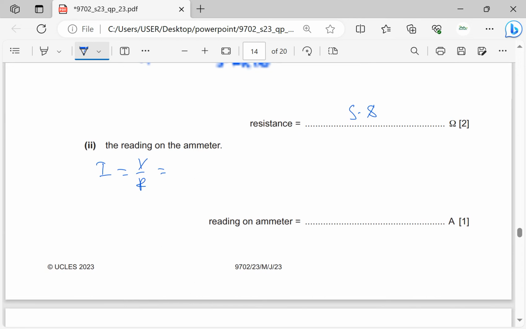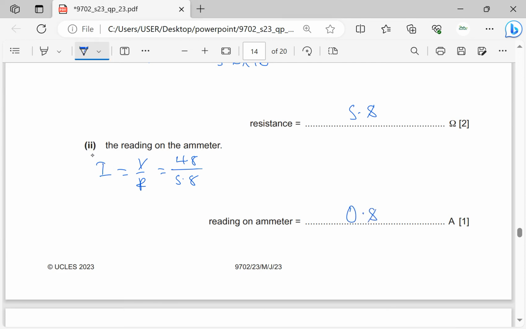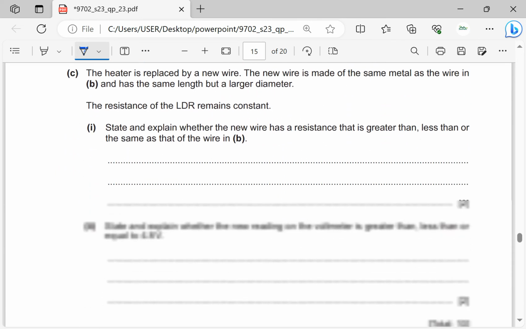So the reading of the ammeter is current. So V is 4.8. The PD across the heater is going to give us the current through the whole circuit, because they're in series, the current is the same. So divide by the resistance of the heater, 5.8. So 4.8 divided by 5.8. So that is 0.83. So the ammeter reading is 0.83 amperes.